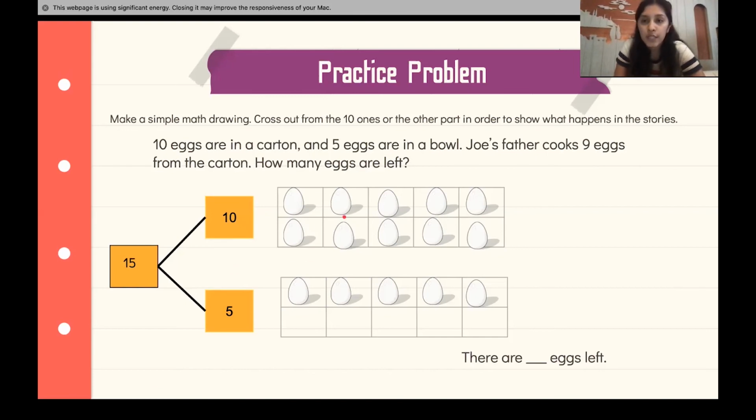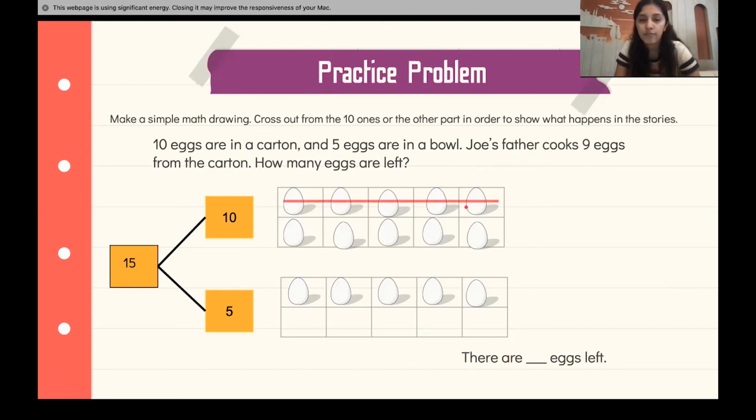Okay, but now let's solve the problem. It says Joe's father cooks 9 eggs from the carton. So the eggs from the carton, right? How many eggs are left? So you can go ahead and scratch the 9 out. So pause the video, scratch them out, and unpause once you're done and you cross them out. Okay, now let's see.